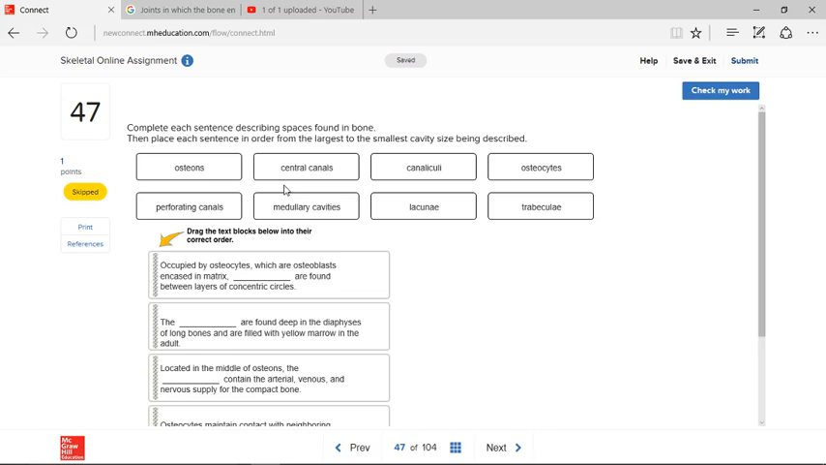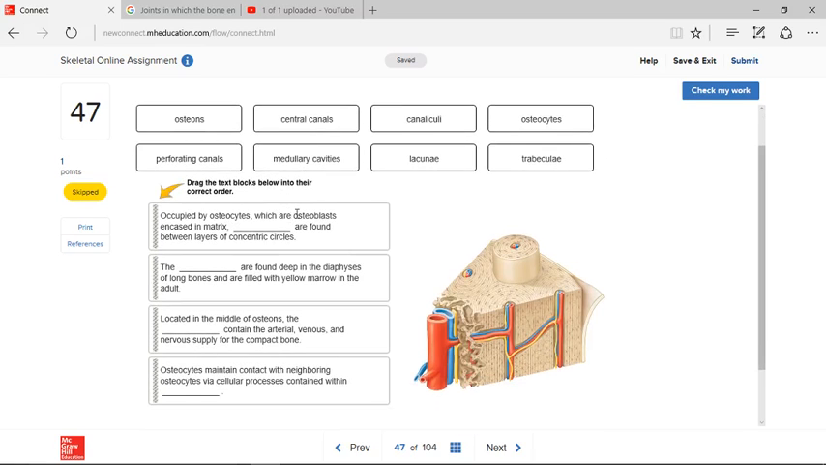Complete each sentence describing spaces found in bones. Boy, do I just love these. Bet you found that sarcasm right in there. You know, here we go. Occupied by osteocytes, which are osteoblasts encased in matrix. Correct. Canaliculi, I believe. All right. Encased in matrix.